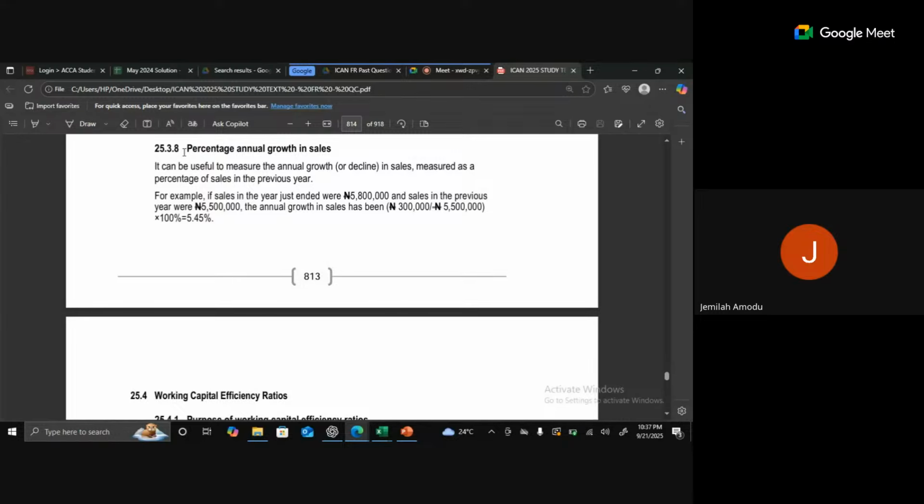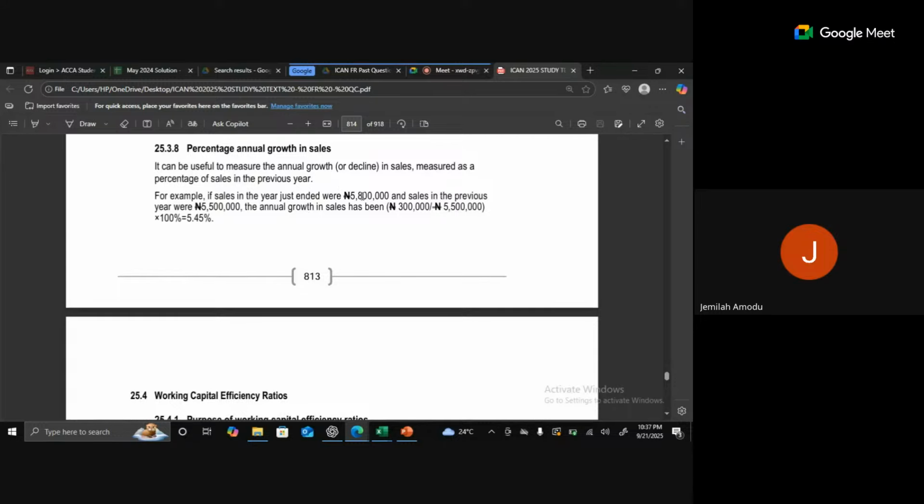So the next one is percentage annual growth in sales. This is you just trying to check the amount of growth in your sales across years. They say it can be useful to measure the annual growth or decline in sales, measured as a percentage of sales in the previous year. For example, if sales in the year ended were 5.8 and sales in the previous year were 5.5, the annual growth rate has been 300,000 divided by 5.5.